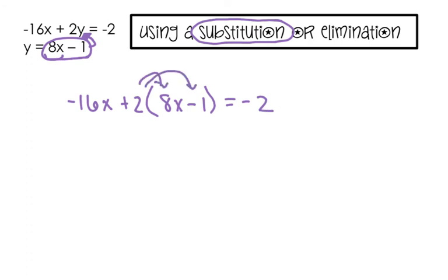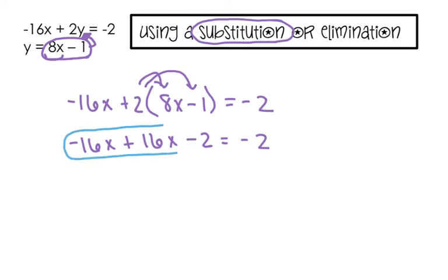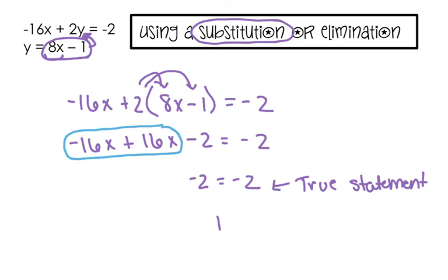So I need to distribute, so negative 16x plus 16x minus 2 equals negative 2. Well, we should recognize right now we're just solving a multi-step equation. I combine these like terms. Negative 16 plus 16 gives me 0. They cancel. So I'm really left with negative 2 equals negative 2. And we've learned that when we have a true statement, that this is infinitely many solutions.